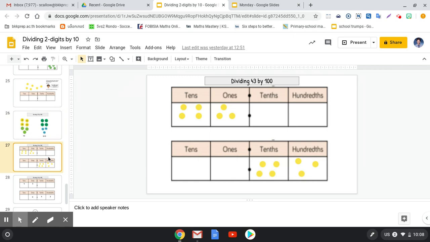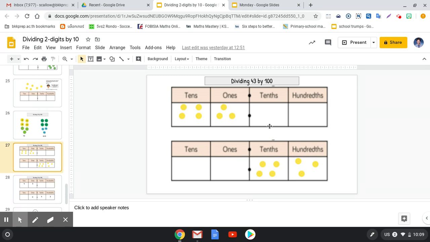Here's my next example using a place value chart and counters. So here again is 43. So I've got 4 tens and 3 ones, and the chart below shows it 100 times smaller. So everything has moved 2 places over to the right. So when you're dividing by 10, they moved 1 place. When you're dividing by 100, they moved 2 places.